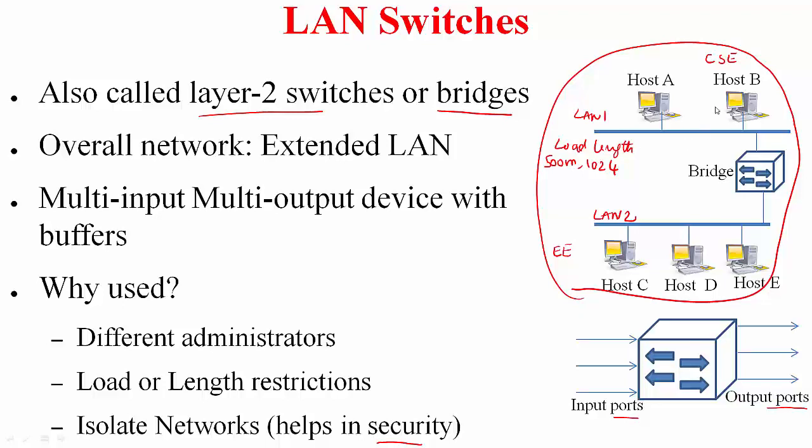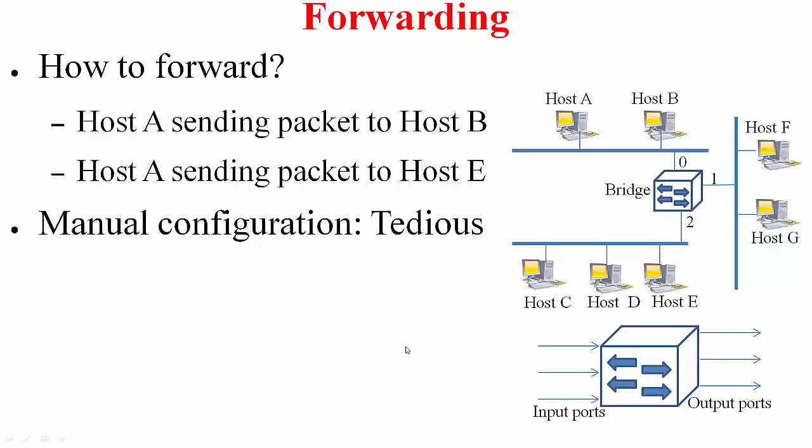If something is going wrong, a security attack is happening, this can potentially be isolated from what's happening on the other LAN segment. Now that we are convinced that bridging is useful, an important functionality that we need to address is the following. How do you forward packets? Suppose host A is sending a packet to host B. So this packet is being received by this bridge on this particular port 0. What should it do with this particular packet? Drop the packet, because host B is also on this particular LAN segment itself.